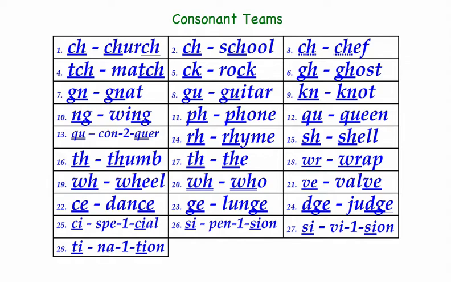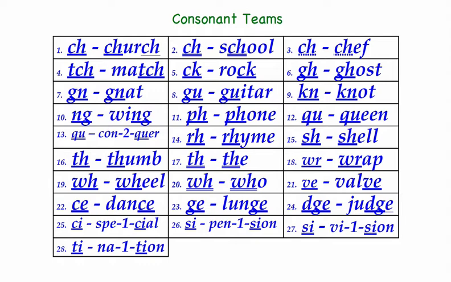The second sound for QU is the K sound, k, as in conquer. RH, rhyme. SH, shell. The first sound for TH is th, as in thumb. The second sound for TH is th, as in the. WR, as in wrap. WH, as in wheel. The second sound for WH is h, as in who.